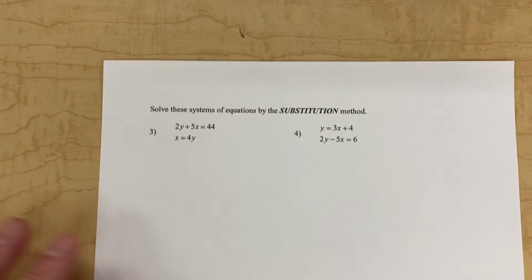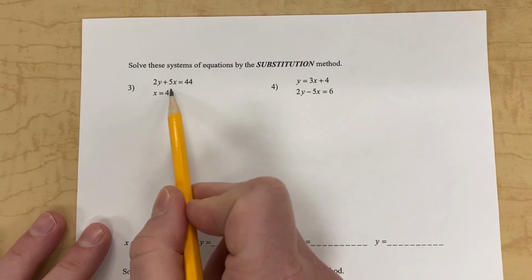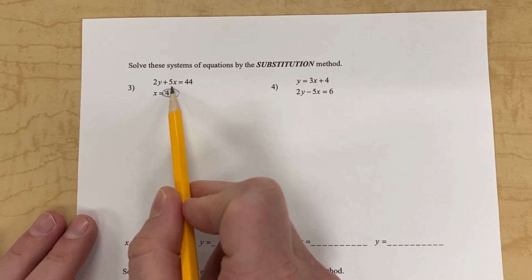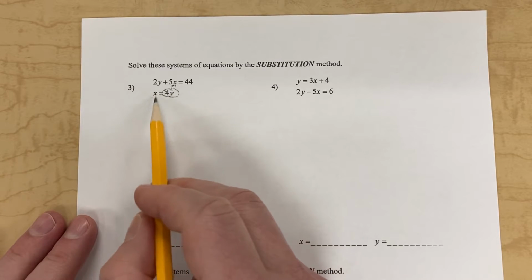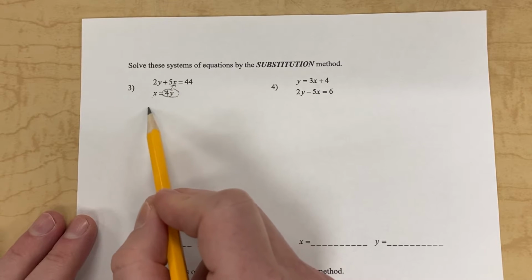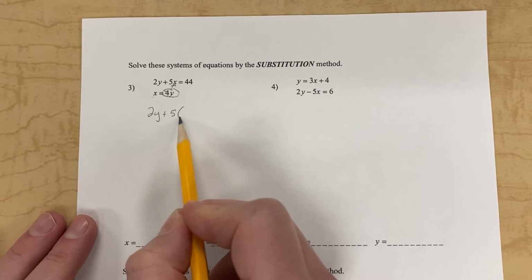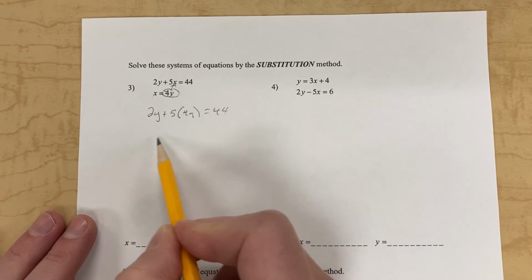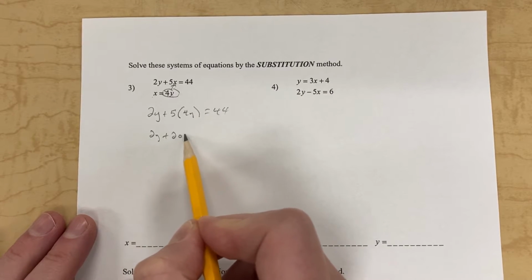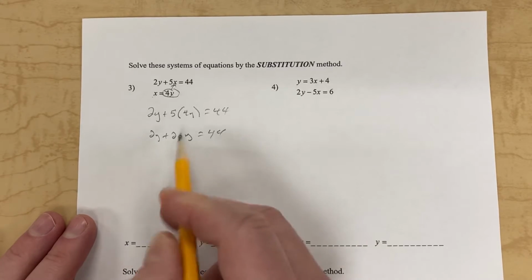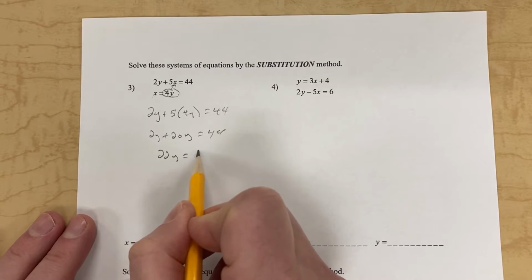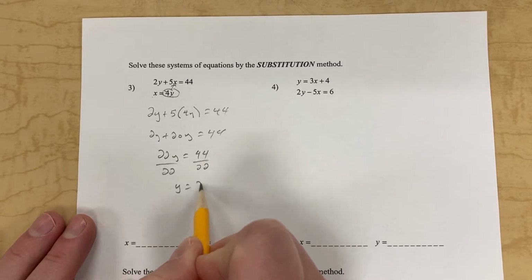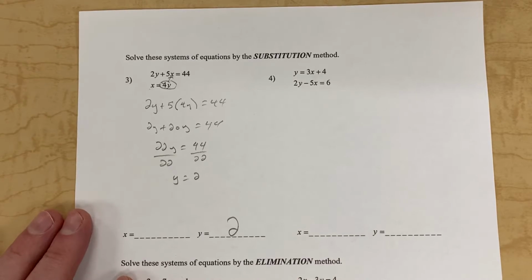Then we have a couple of substitution problems. In a substitution problem, we find the variable that's by itself, take what it's equal to, and put it in for that variable in the other equation. So I'm putting this in for x. We're going to have 2y plus 5 times 4y equals 44. Okay, multiply. We're going to get 20y there. Add those together, 22y equals 44. And then if we divide, we get y equal to 2. Okay, so that's our y value.